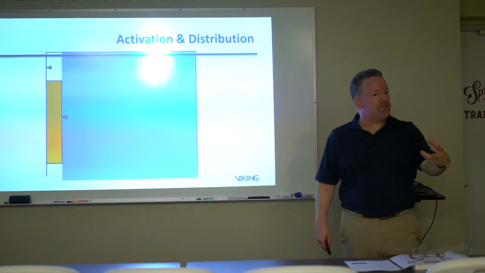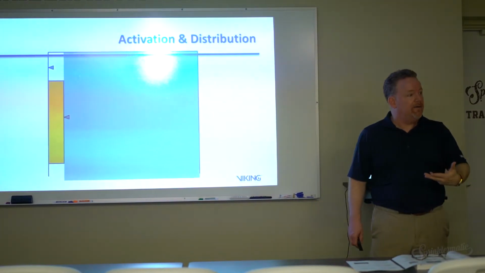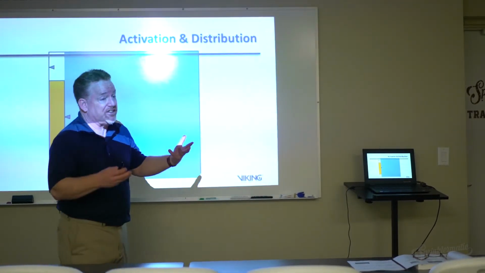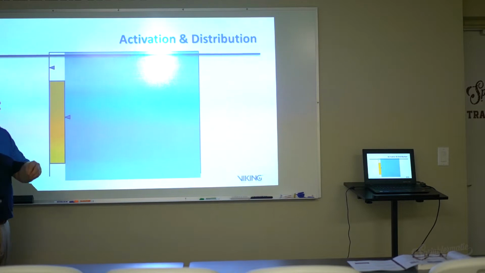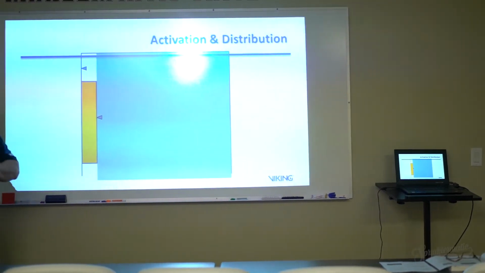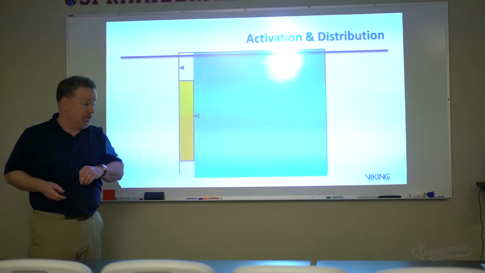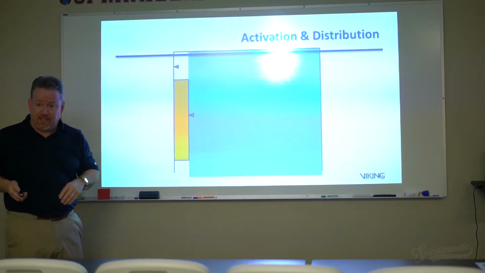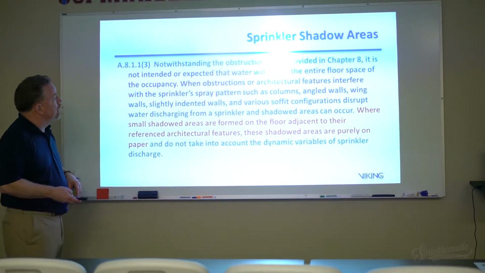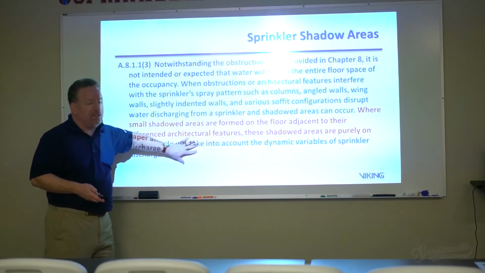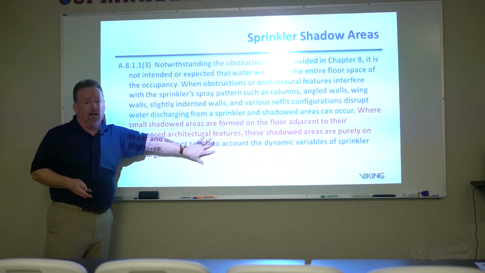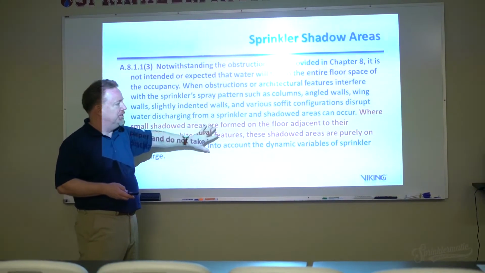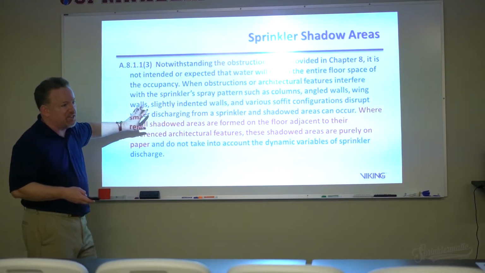It's only when you get to early suppression fast response sprinklers, ESFR, where the goal of their operation is actually suppression, that you get to a different level of obstruction rules, and it's much stricter on ESFR sprinklers, mainly because they have a different objective. So it got to the point where language was added to NFPA 13 in the annex material, specifically calling out and addressing shadow areas.